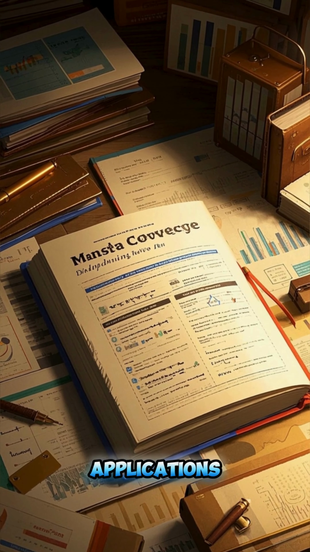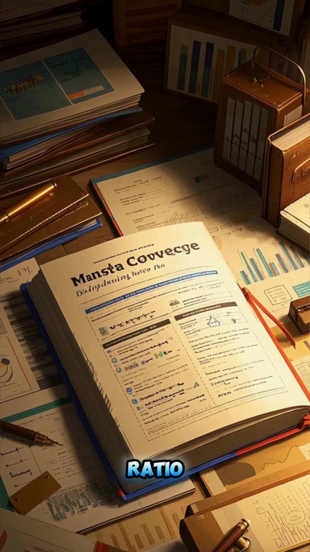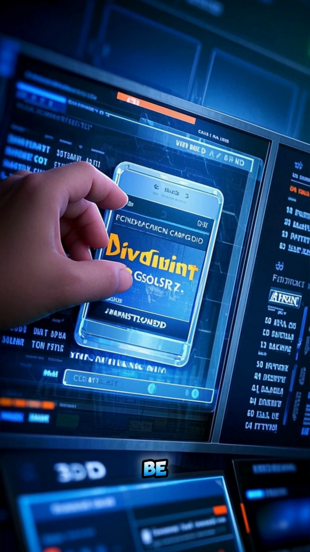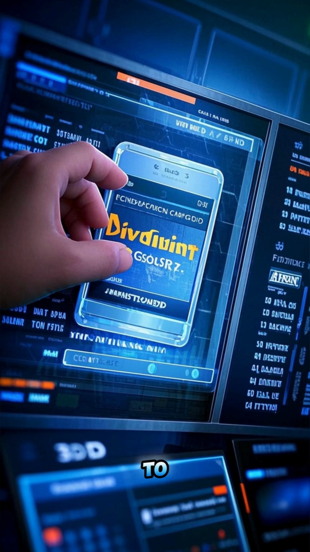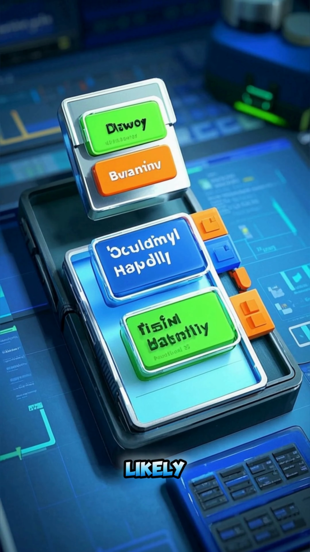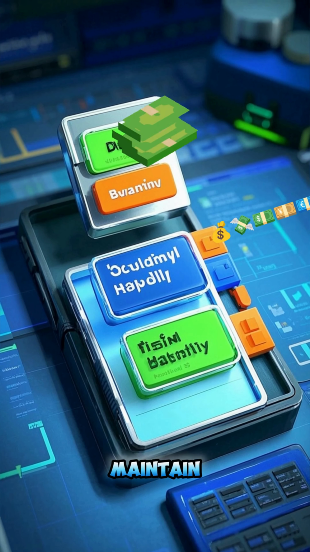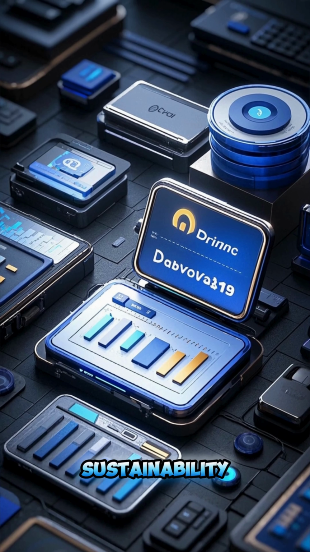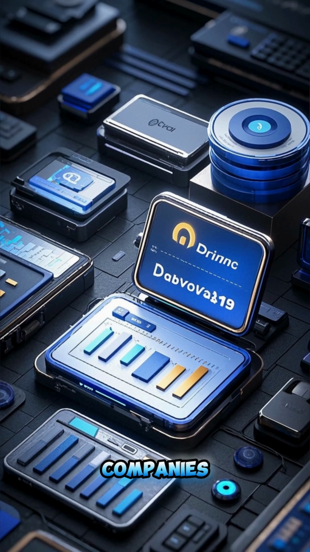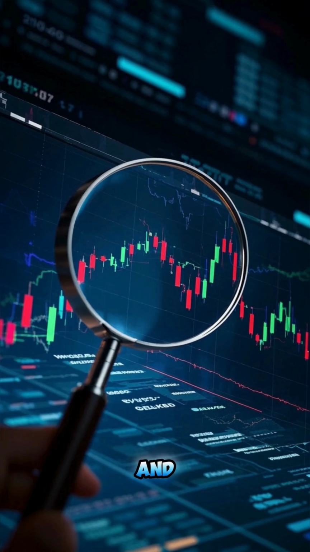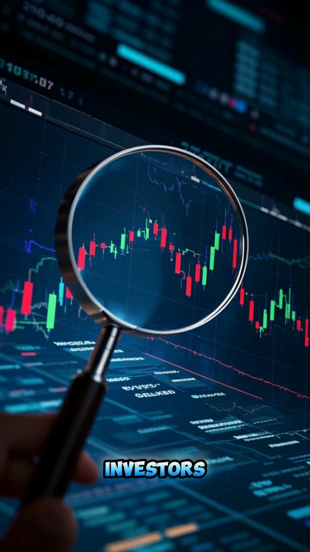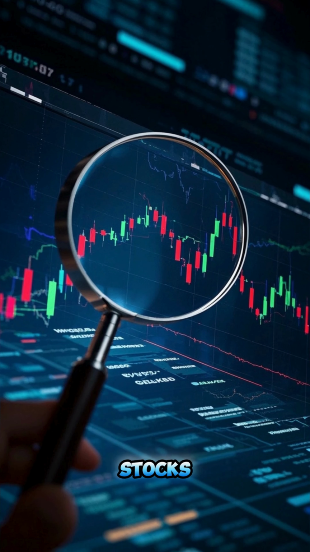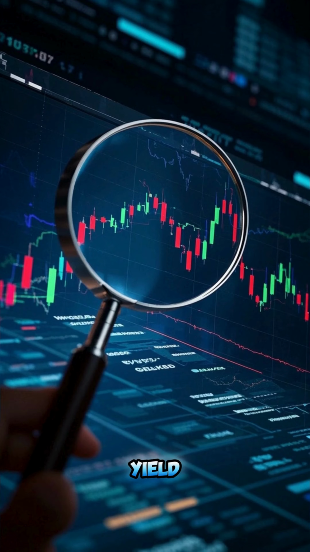There are three key applications of the dividend coverage ratio. First, it can be used as a screening tool to identify companies that are most likely to be able to maintain their dividend payments over time. Second, it can be used to compare the sustainability of dividends among different companies within an industry. And third, it can be used by investors who are looking for undervalued stocks that pay a high dividend yield.